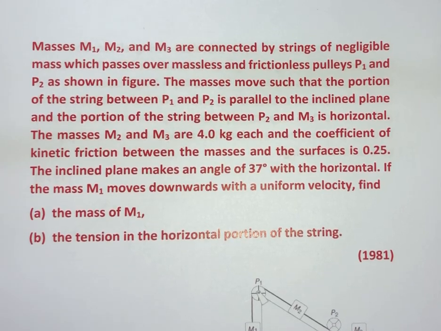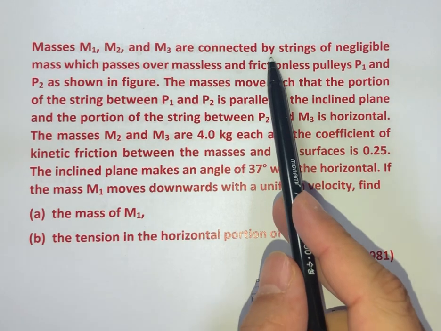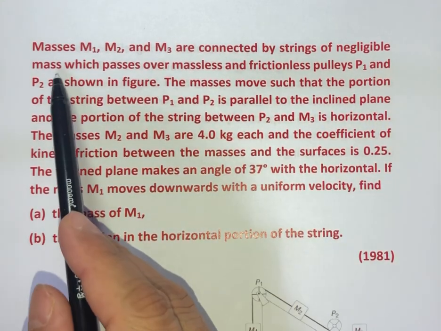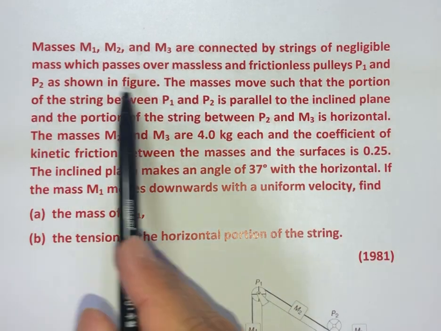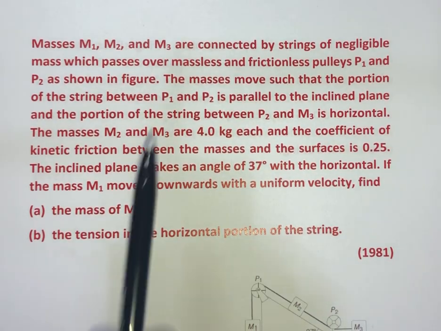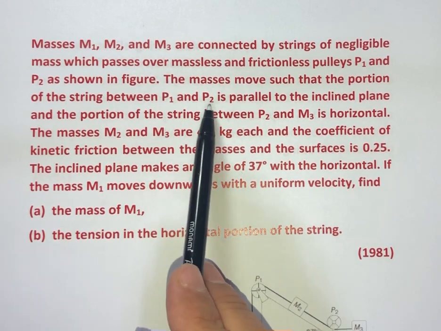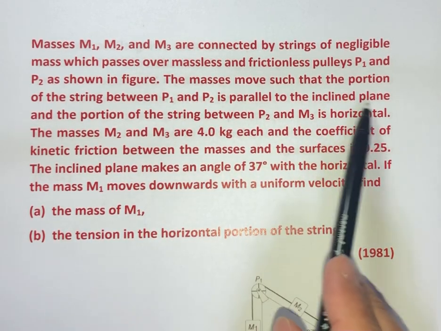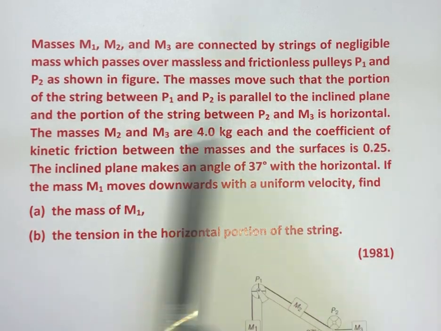Hello friends, in today's question, masses m1, m2 and m3 are connected by strings of negligible mass which passes over massless and frictionless pulleys P1 and P2 as shown in the figure. The masses move such that the portion of string between P1 and P2 is parallel to the inclined plane and the portion of string between P2 and m3 is horizontal.